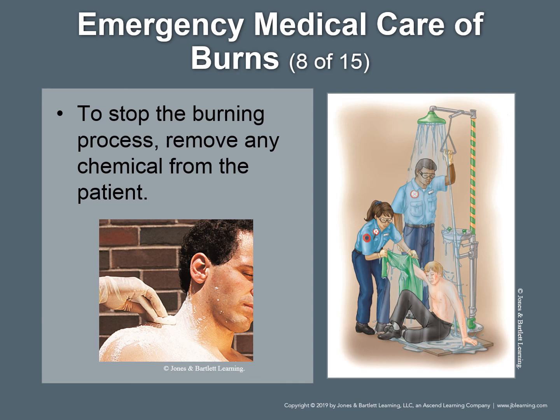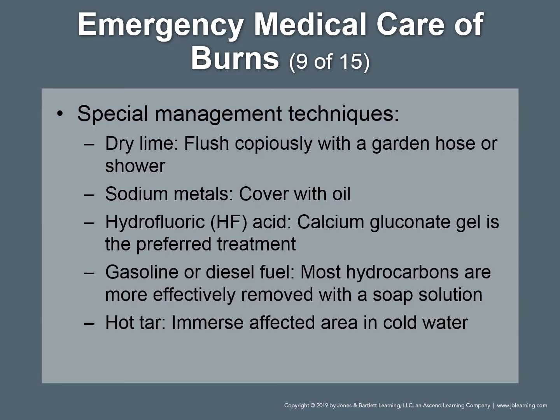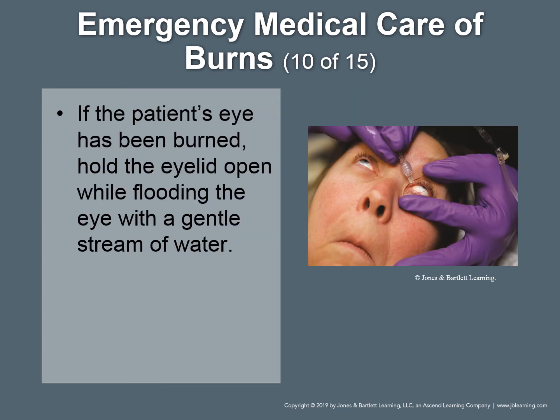Step 1, stop the burning process, remove the chemical. Okay. Water does really well. Flush them, brush any dry powders off, stop the burning process. With dry lime, lots and lots of water. With sodium metals, you cover them with oil. With hydrofluoric burns, you're going to use calcium gluconate gel. You actually take that and you mix that up in some KY jelly is how you make it. Gasoline, soap and water, hot tar, cold water. Okay, those are the ones your book wants you to be familiar with. There's several others that we talk about that we're not going to get in here.